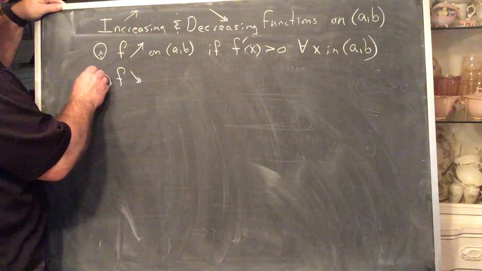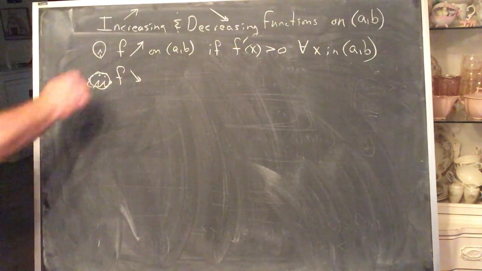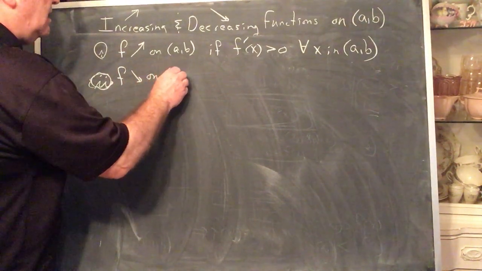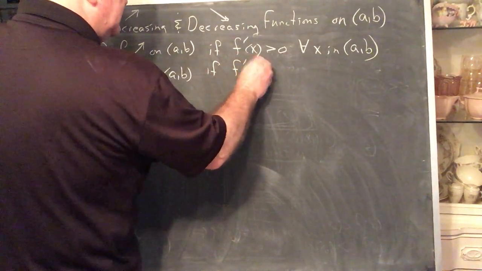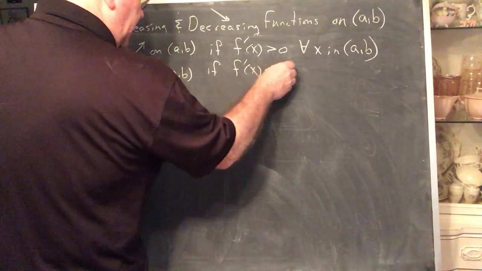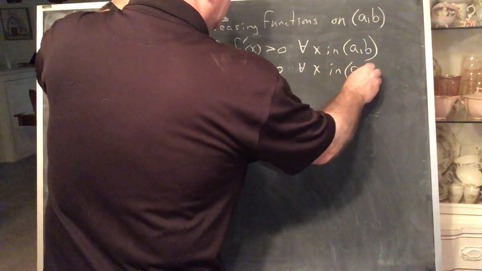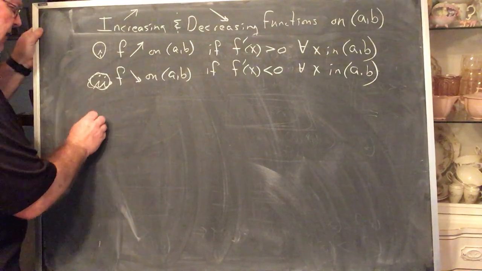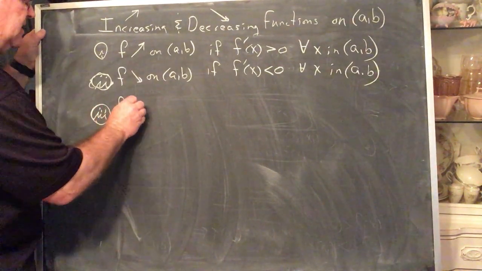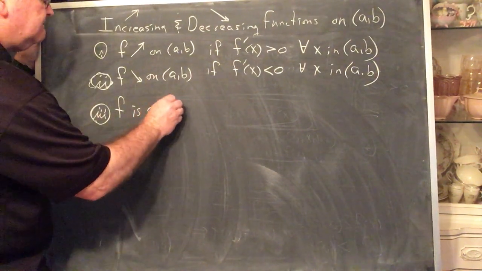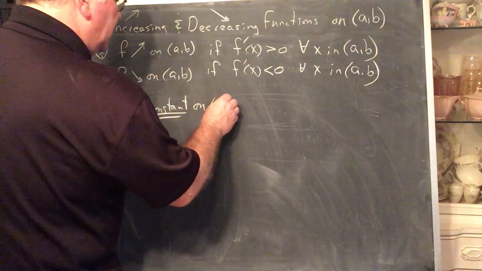Second, this is the part we didn't prove but is correct. It is exactly similar to the argument I just made. F is decreasing on AB if f prime of x, that is to say the derivative, is less than 0 for all x in the interval. And then another piece we didn't discuss, but I think is clear, f is constant. It's a constant function on AB.